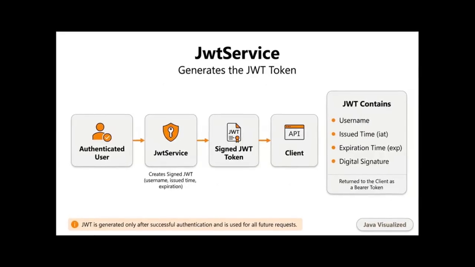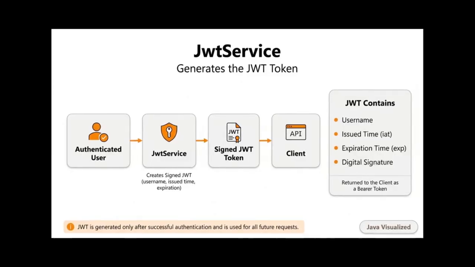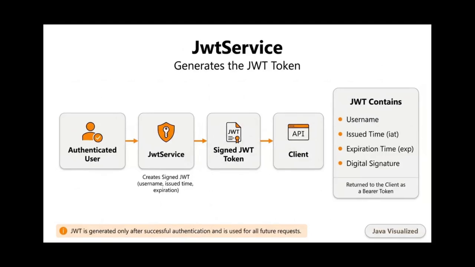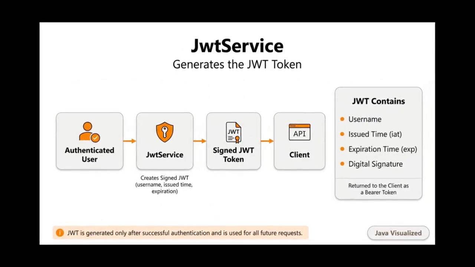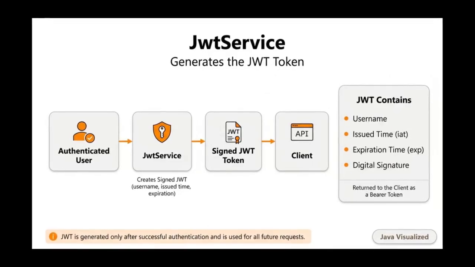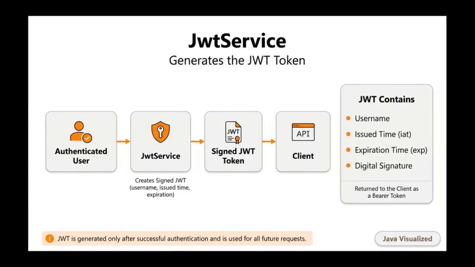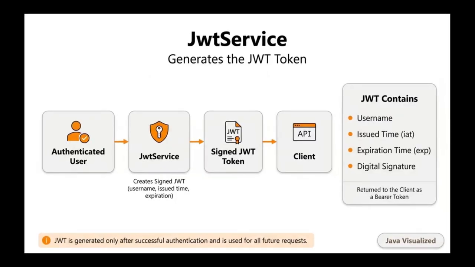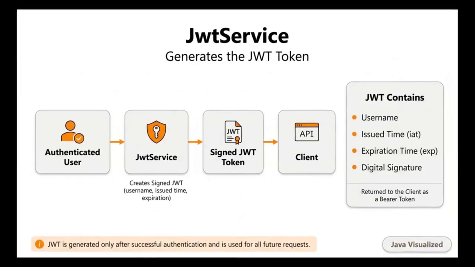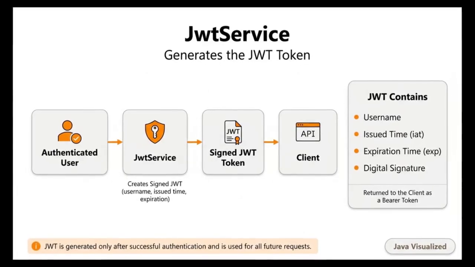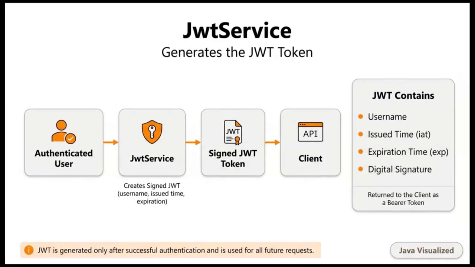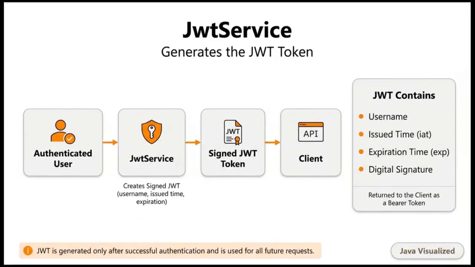After the user is successfully authenticated, the Authentication Manager returns an authenticated authentication object. Our auth service then calls the JWT service to generate a JWT token using the authenticated user's information. The token contains claims such as the username, issued time, and expiration time, and it is digitally signed to prevent tampering. Finally, the JWT is returned to the client. The client stores this token and sends it in the authorization header as a bearer token with every future request.